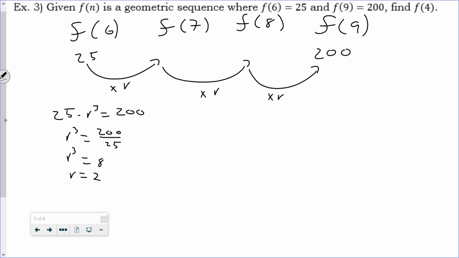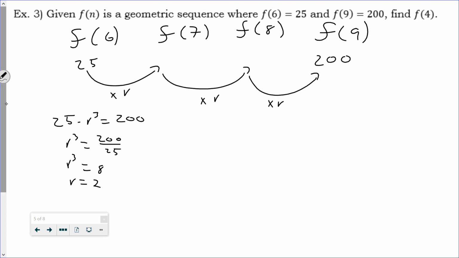Right? So f of 6 is 25, right? So how do I go from f of 6 to f of 7? What do I multiply by? By r, right? I don't know what r is yet, but I'm multiplying by some common ratio of r. So f of 7 is 25 times r, right? And then 25 times r times r goes to the next term. And then 25 times r times the third r gives me 200. Or in other words, 25 r cubed gives me 200. And then we can solve for r.